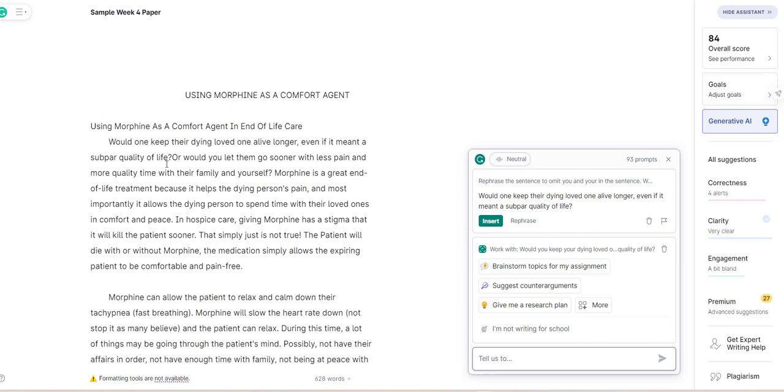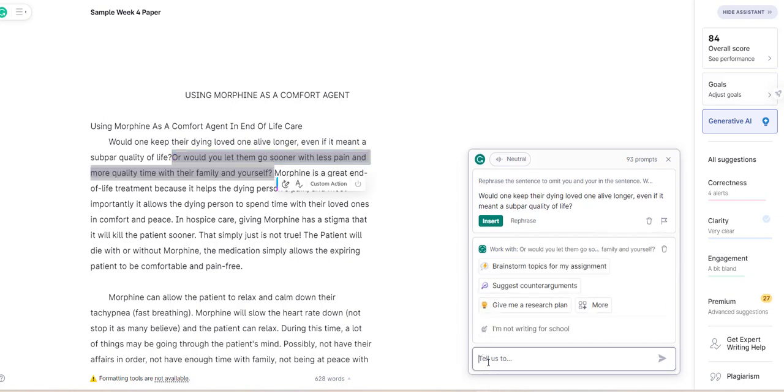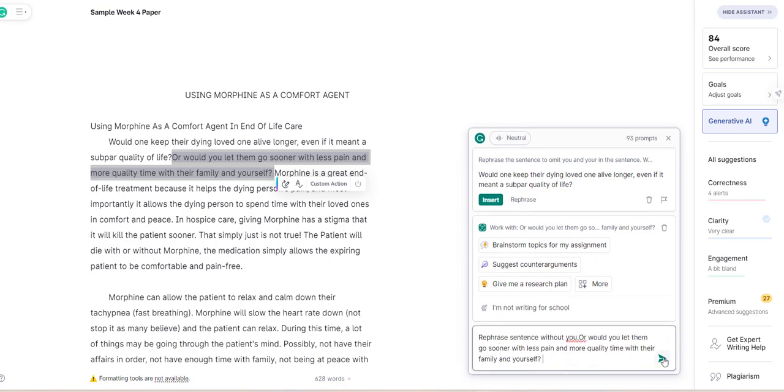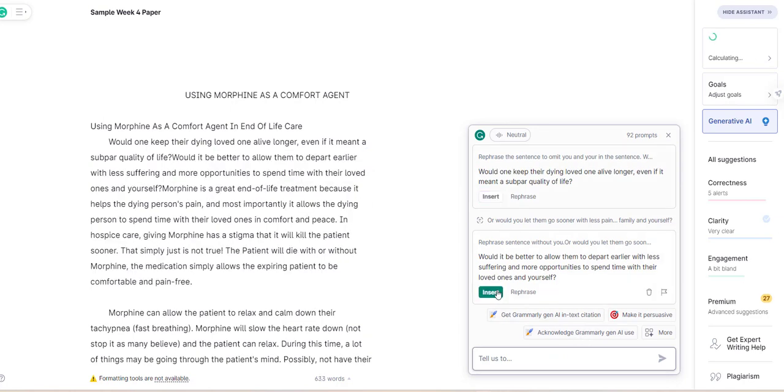And then this one also has a "you," and you could also rephrase, and you could go like this and rephrase the sentence without "you." And then you go like that, and then supposedly this works. Yes, okay, this time it worked. So when I press insert: would it be better to allow them to depart earlier with less suffering and more opportunities to spend time with their loved ones and yourself? And so here you have, it inserted it.